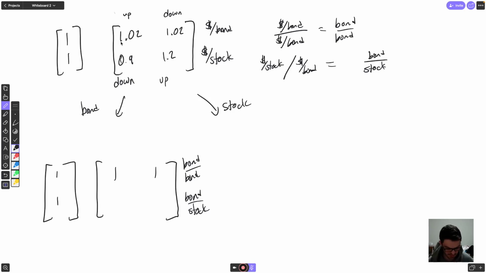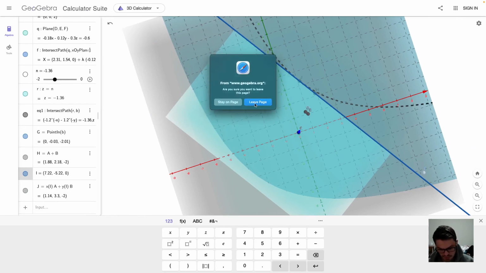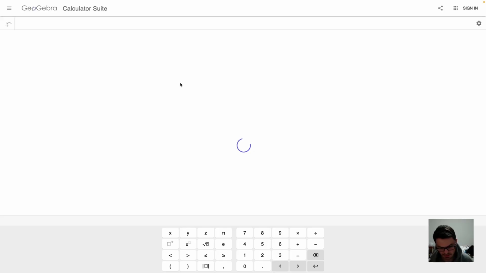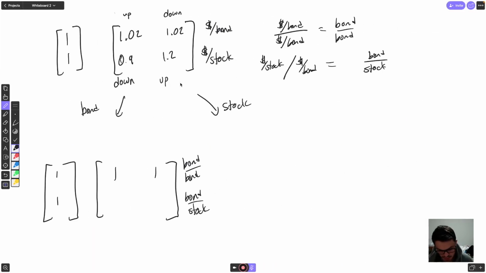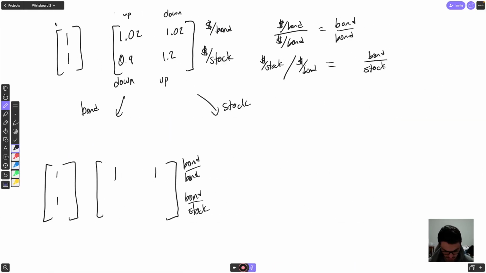So let's go ahead and do this in GeoGebra over here. I'm just going to leave this page. All right, so let's start our calculator. Dollars per stock divided by dollars per bond, so that's 0.9 divided by 1.02. Okay, so that's 0.88.